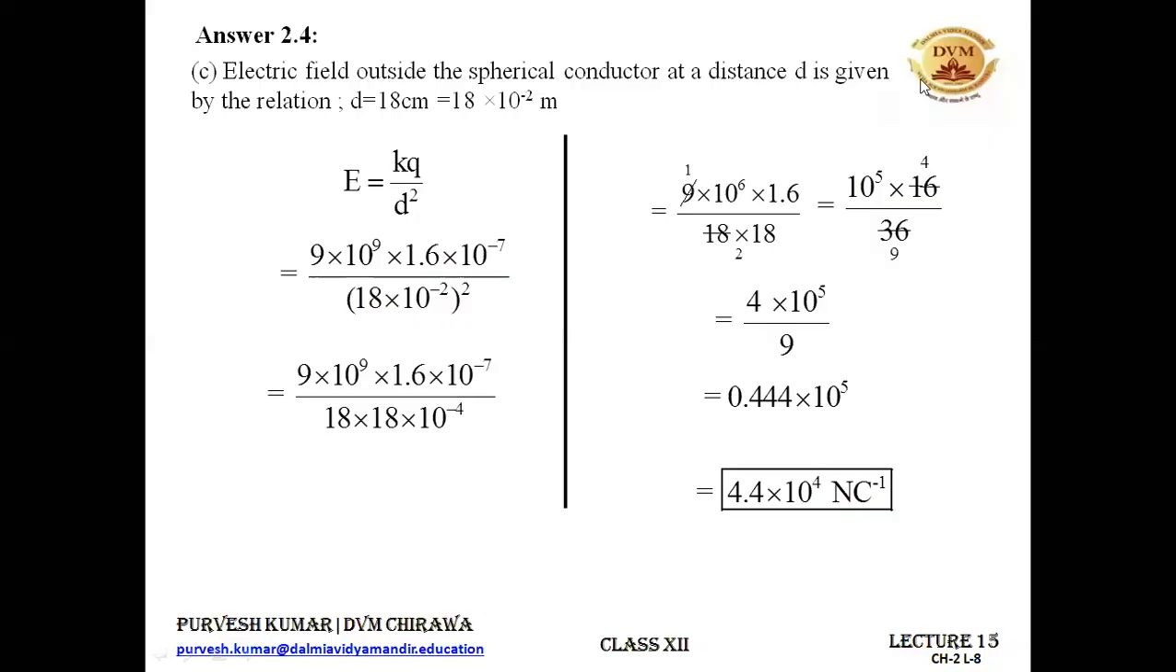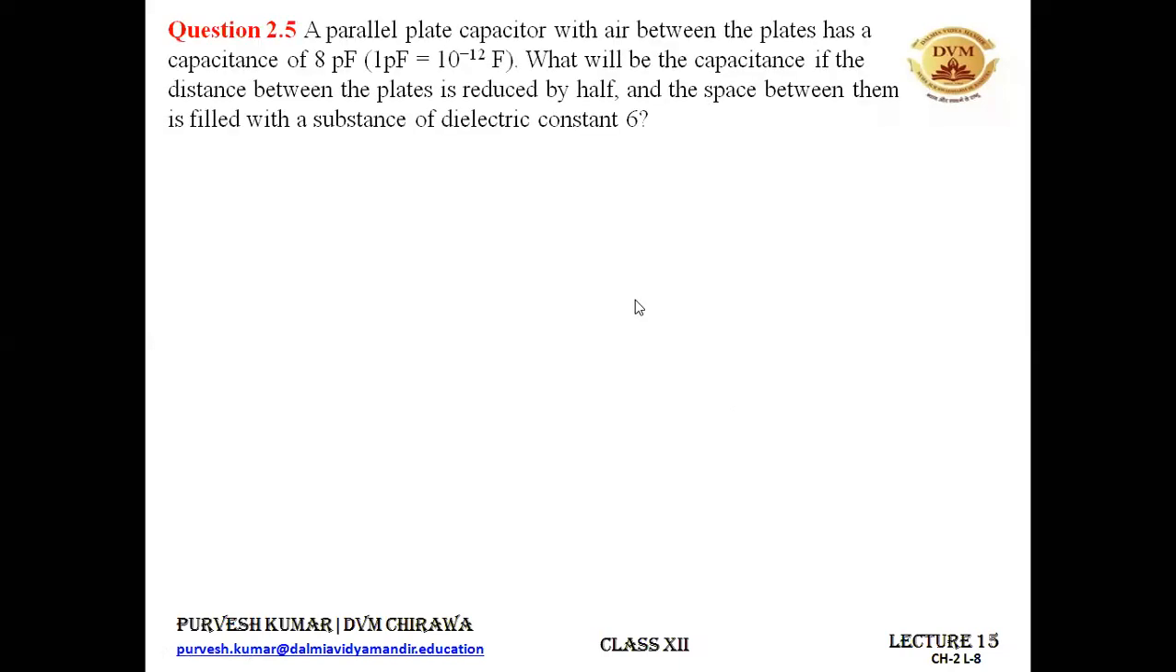Let's take question number 5. It says that a parallel plate capacitor with air between the plates has a capacitance of 8 picofarad. 1 picofarad is equal to 10 to the power minus 12 farad. What will be the capacitance if the distance between the plates is reduced by half and the space between them is filled with a substance of dielectric constant 6?